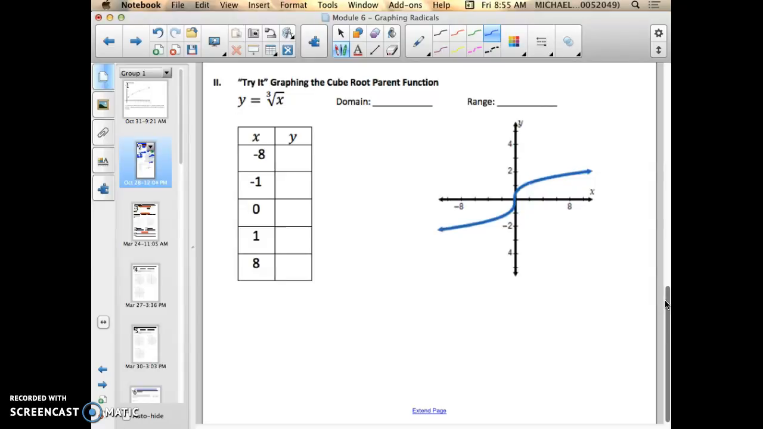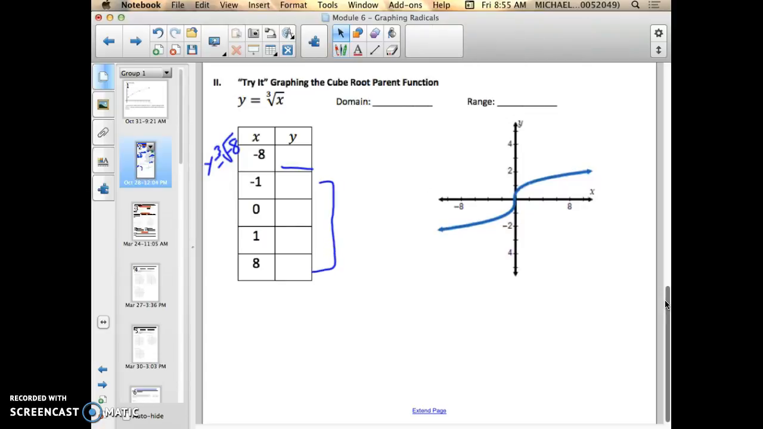-8, the cube root of -8. I want you to try this, all right, just to see what the relationship is. If you plug in the cube root of -8 into your calculator, it will give you an output. So I'm going to show you how I would do that, and then I want you to find the rest of these outputs down here.